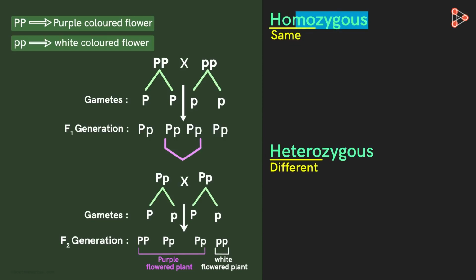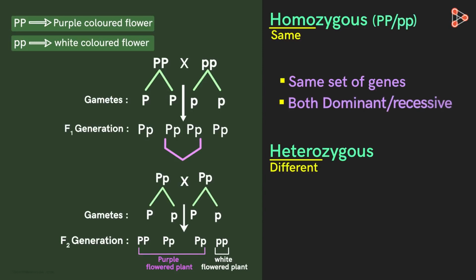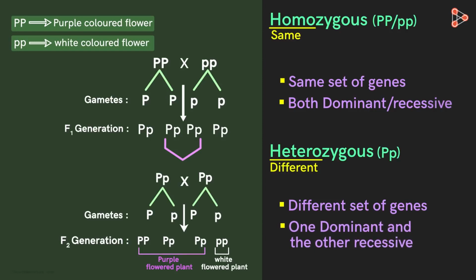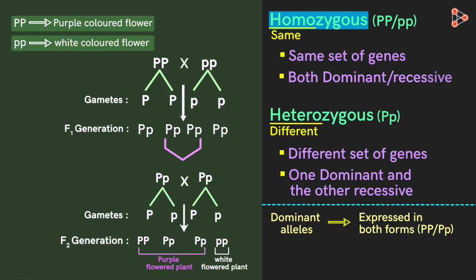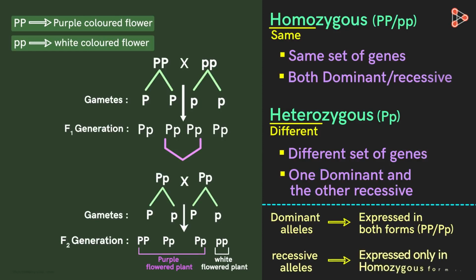So homozygous means the set of genes are same, both either dominant or both recessive. For example, PP and pp are both homozygous forms. Heterozygous is exactly opposite of this. It simply means both the forms are different. So here, Pp represents the heterozygous form, one dominant, one recessive. So, the dominant alleles are expressed in both homozygous and heterozygous forms, while recessive alleles can be expressed when present only in the homozygous form.